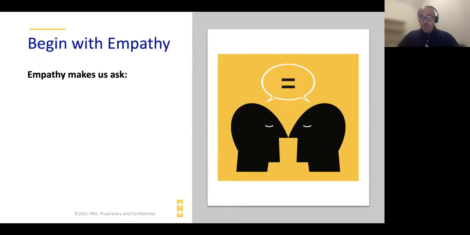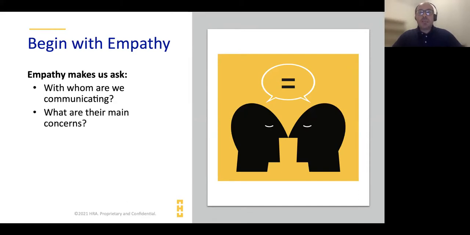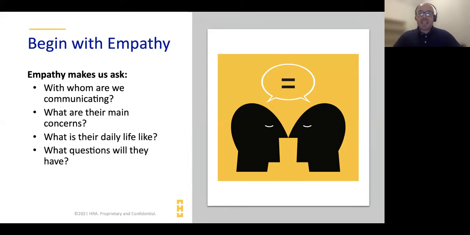So the health literacy approach usually begins with empathy. And that's the ability to understand the thoughts, experiences, feelings, and needs of others. Right? Empathy makes us ask questions that lead to helpful answers, such as, with whom are we communicating? What are their main concerns? What is their daily life like?